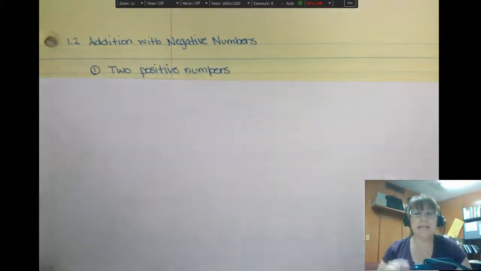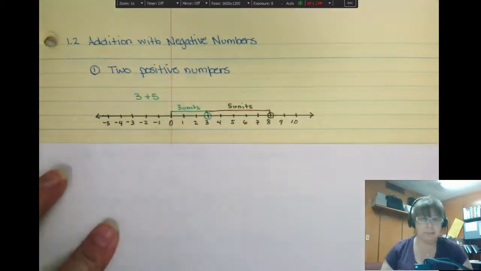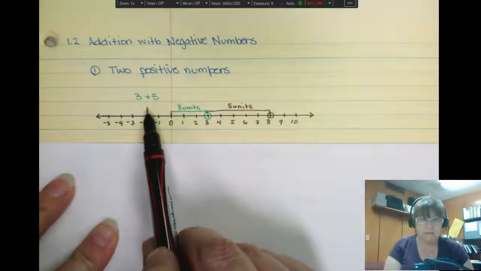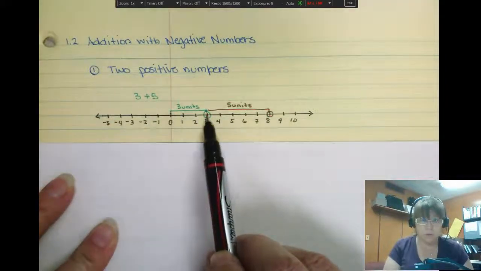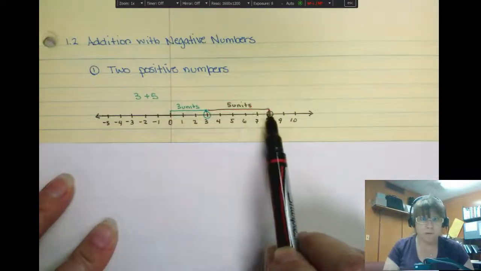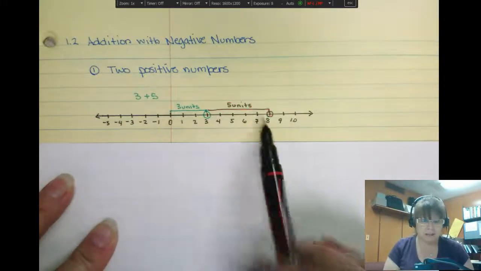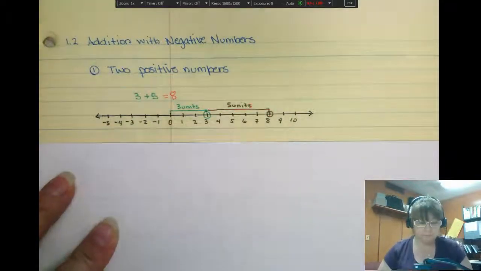So let's take one step back and look on a number line at what it looks like to add two positive numbers. Here's an example, 3 plus 5. I start at 0 and I move 3 units forward, or I should say 3 units to the right. And then from this 3 units to the right, I move 5 more units to the right, and I land on 8. So 3 plus 5 is 8.